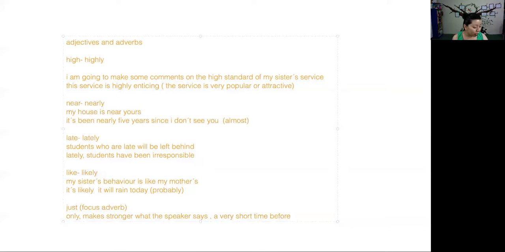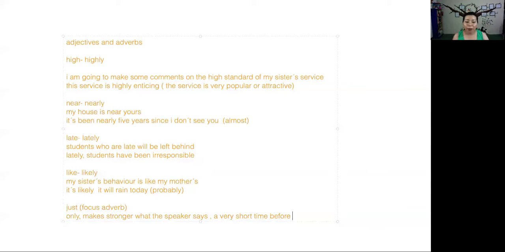I wrote this example: I have done my homework, or done the project that I was supposed to, just 5 minutes ago. Just 5 minutes ago. So when we use time with just, we are expressing a very short time before something else happened.